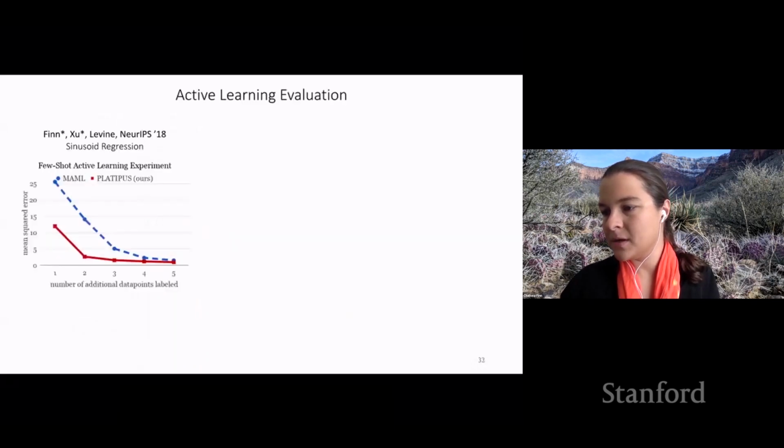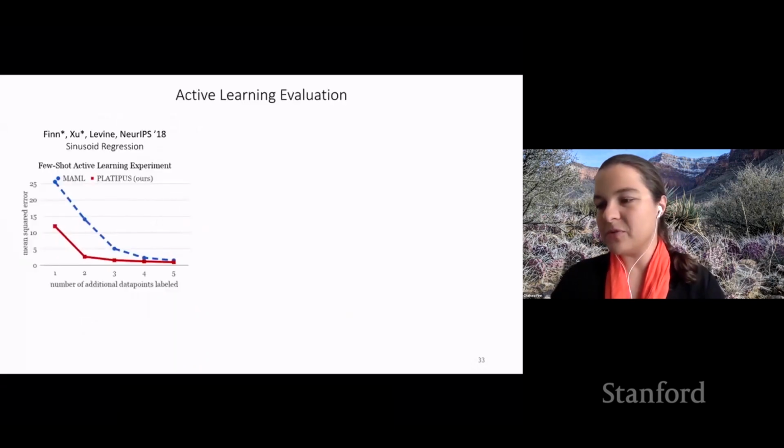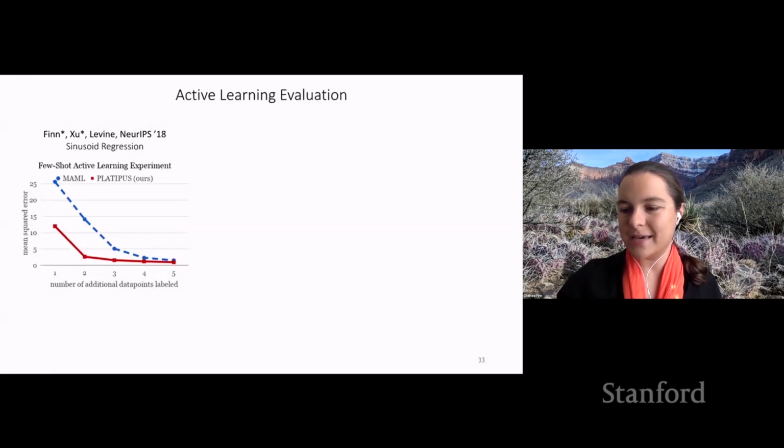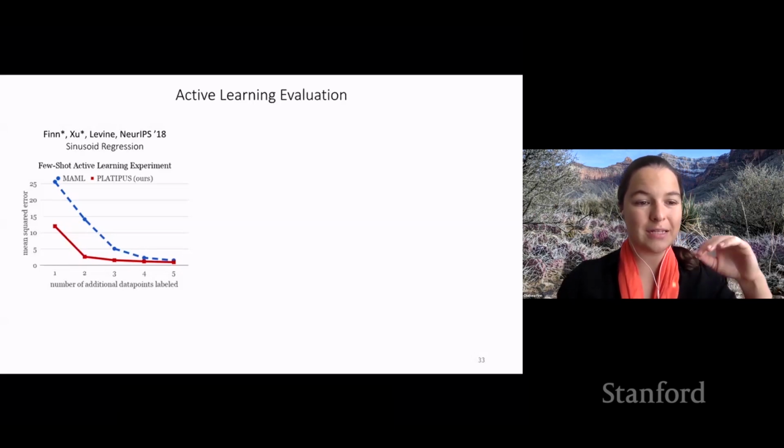Okay. And then lastly, actually the most interesting thing that you could do is evaluate whether it's useful for active learning. So you can basically say, if I give it 1 or 2 or 3 or 5 additional data points, can it select data points that lead to lower and lower error compared to just randomly selecting data points?